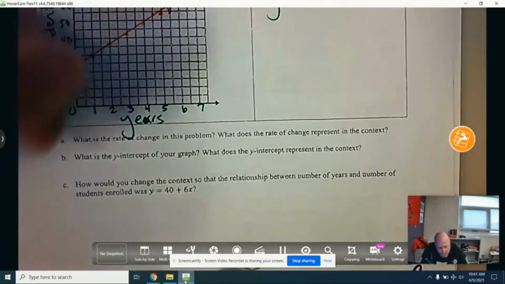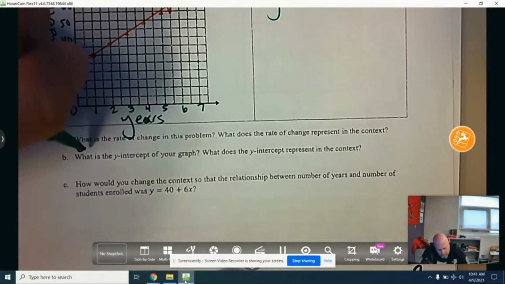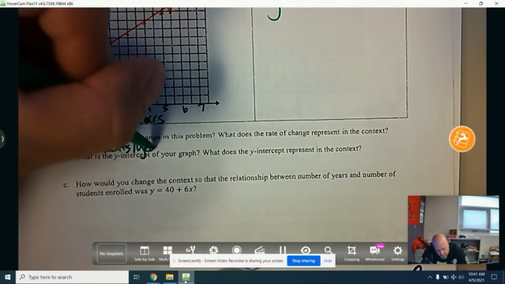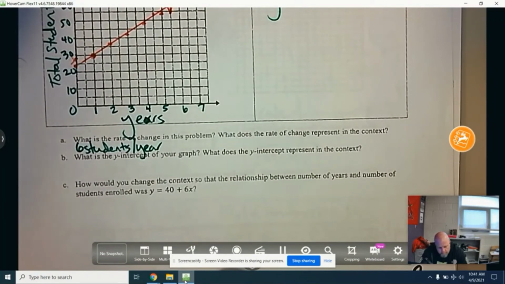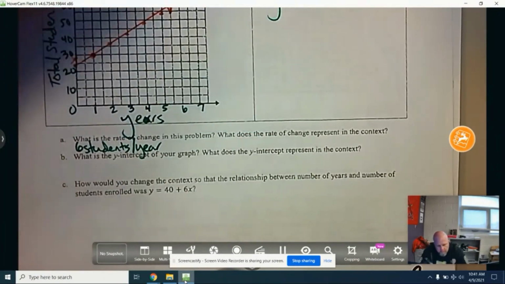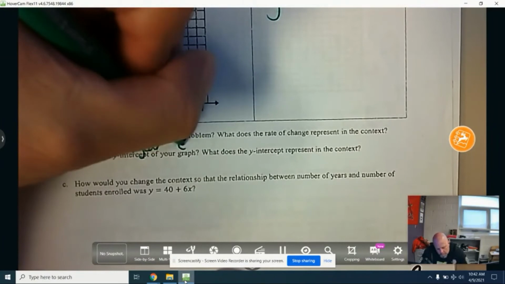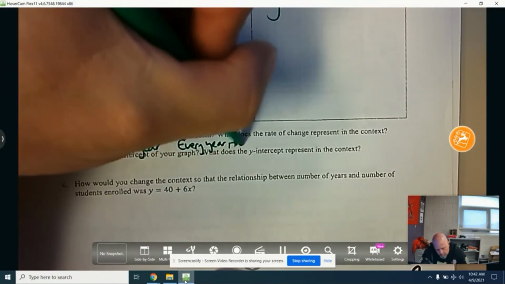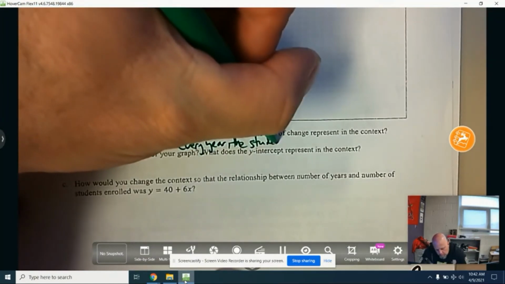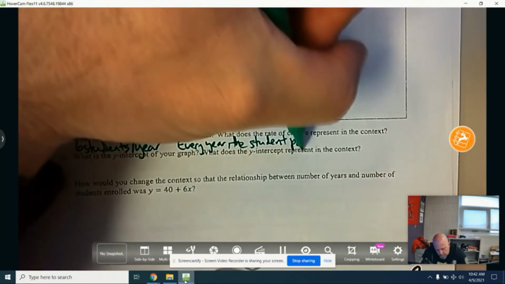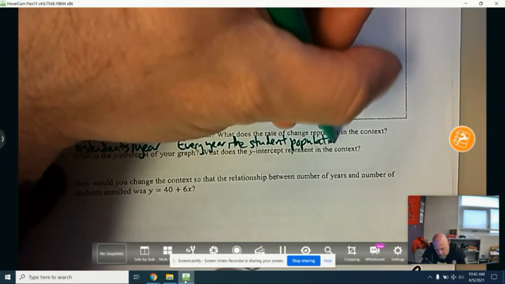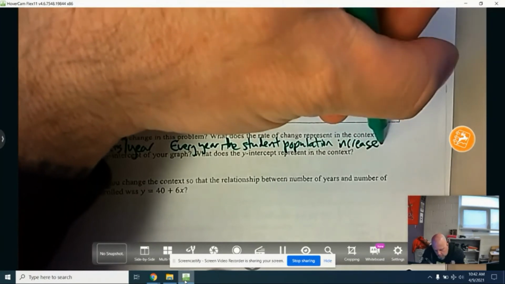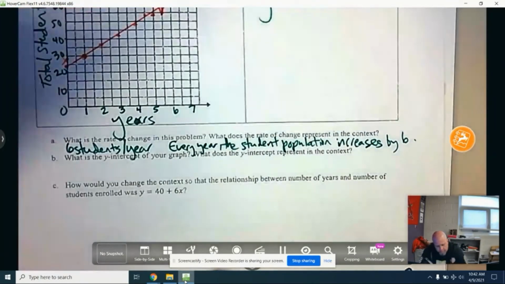Okay, so we kind of answer some of our questions down below. What's the rate of change? Well, the rate of change is 6 students per year. Okay, what does it mean in the context? Well, it means every year the student population increases by 6.